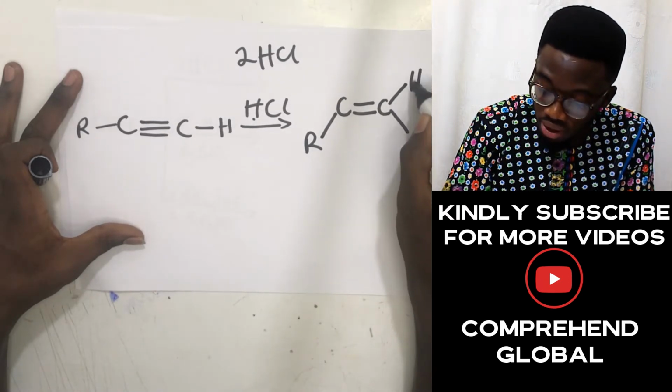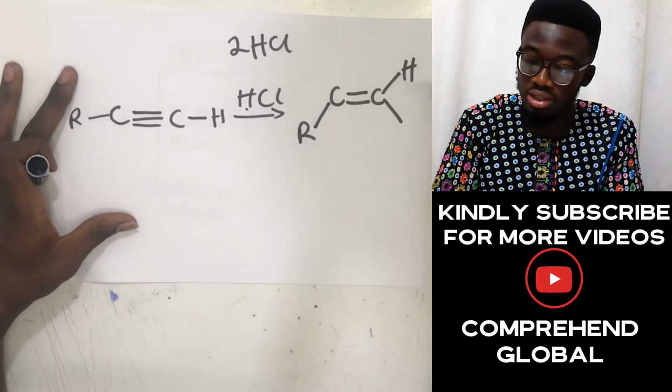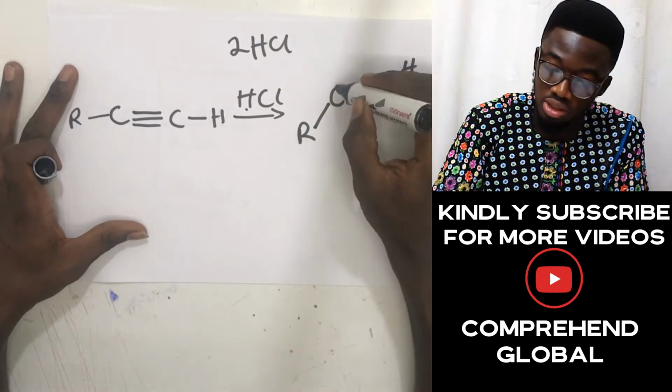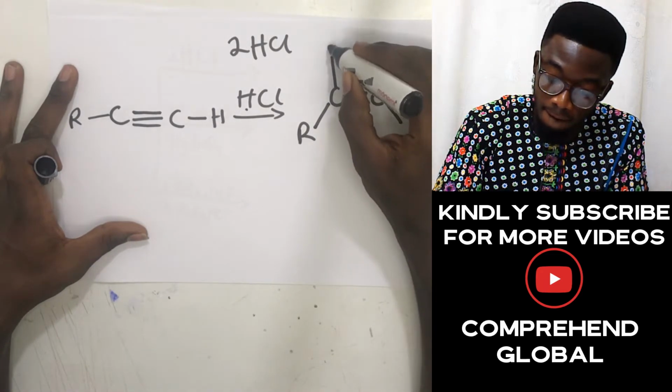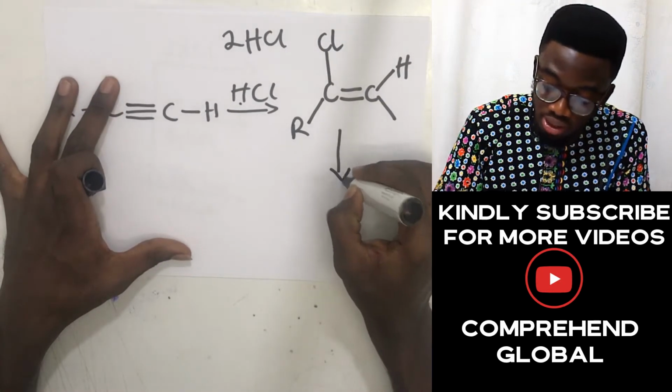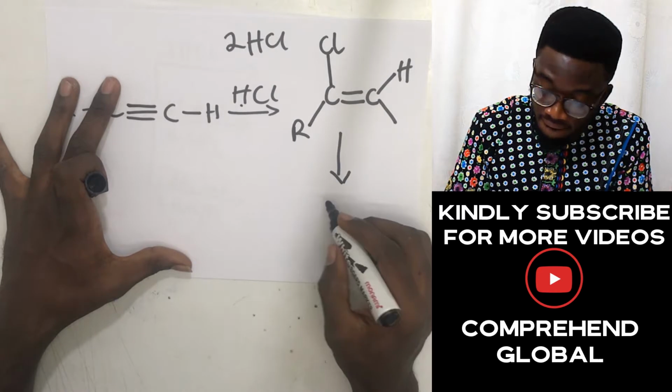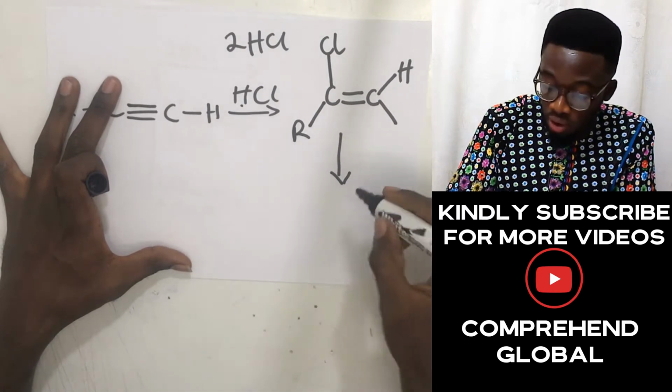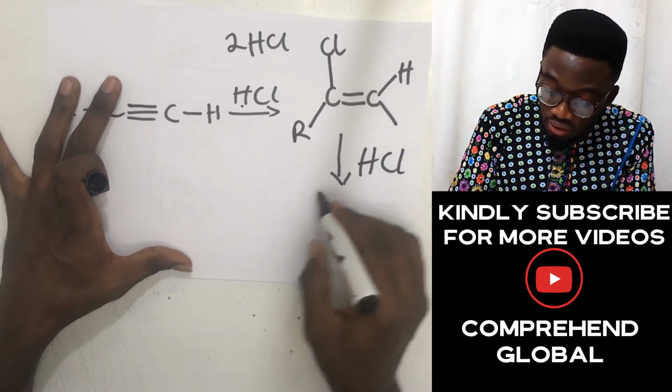The hydrogen will come here. So as you can see, a carbocation forms here, then the chlorine comes in like that. Then the next one will also come again, where it also follows Markovnikov. So HCl will come again.